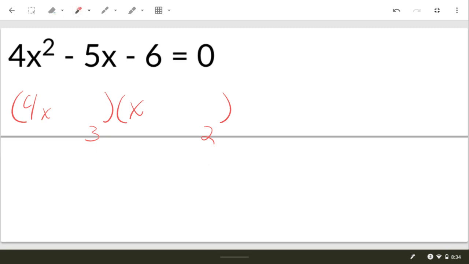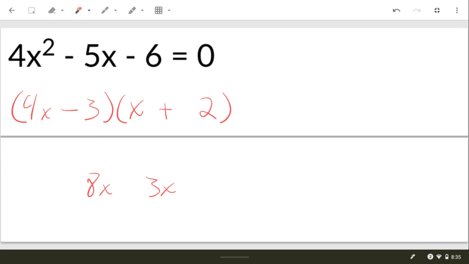So 4x and a 2, that would give me an 8x. And then a 3 and an x, that would give me a 3x. And since these are different signs, I am going to be able to get a 5x in the middle there. So I'm just going to try one of the combinations here. If I do a minus here and a plus here, let's see how this works out.